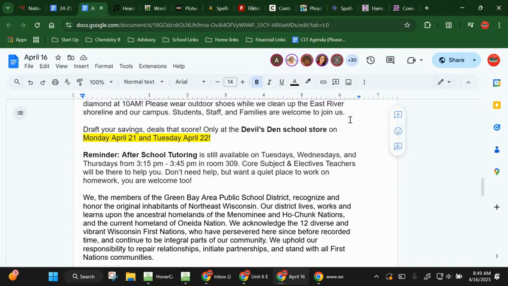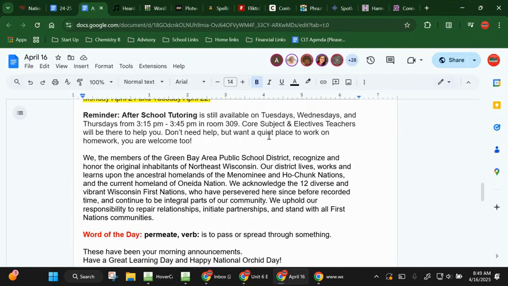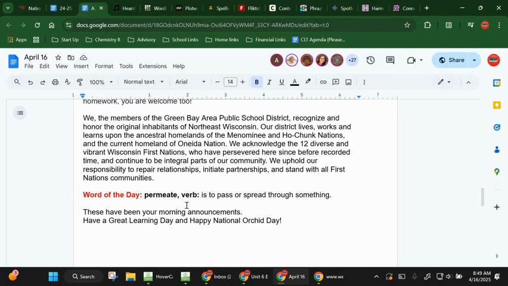Draft Day savings and deals that score only at the Devil's Den School Store on Monday and Tuesday of next week. Remember, after school tutoring is available on Tuesday, Wednesday, and Thursday, 3:15 to 3:45 in room 309. Core and elective class teachers will be there to help you. If you don't want help but a quiet place to work, please come and join us.